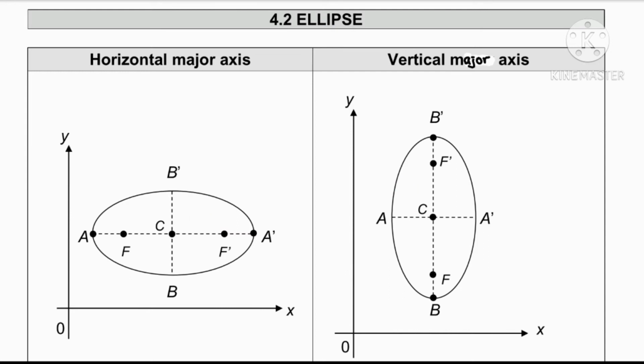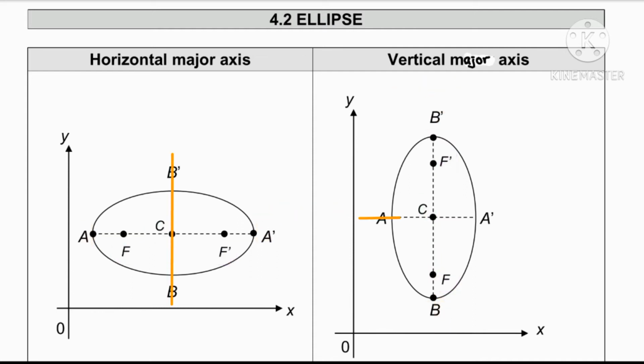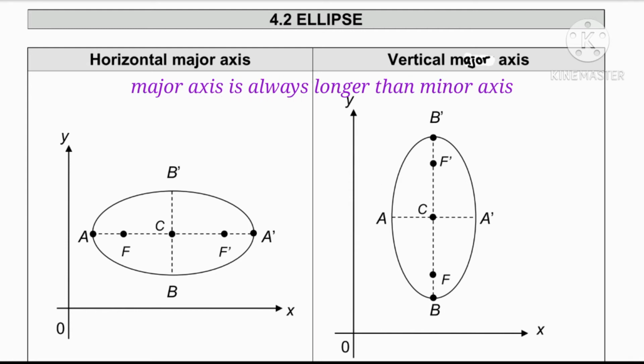Now, as you can see here, the line that passes through the center, foci, and the vertices is called the major axis, while the line that passes through the co-vertices and center is called the minor axis. So, in an ellipse, the major axis is always longer than the minor axis.